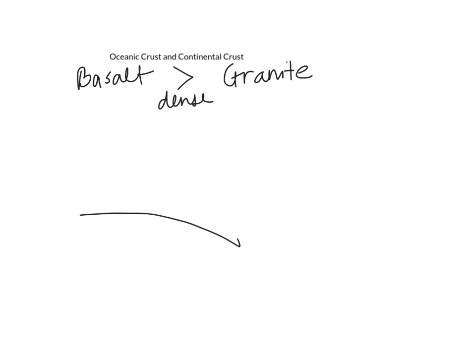The second type of convergent plate boundary is when we have oceanic crust and oceanic crust. So oceanic crust is made out of basalt, and continental crust, like we learned, is made out of granite. And basalt is more dense than granite, so it's going to subduct below the other. So we have here called subduction.